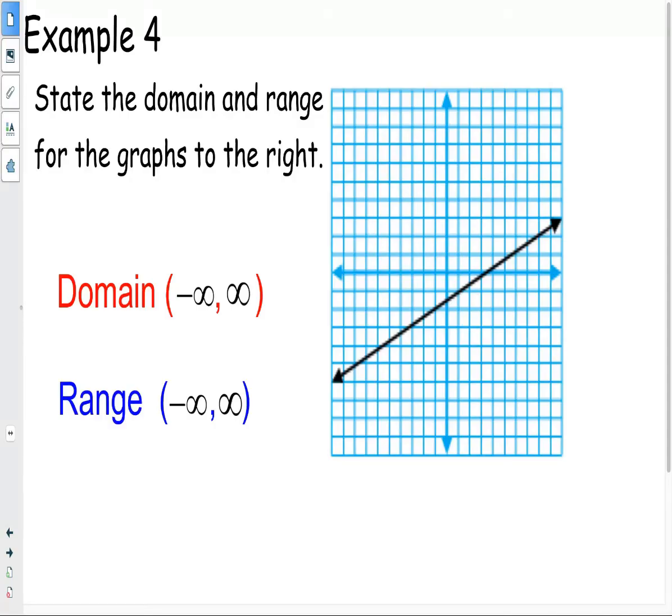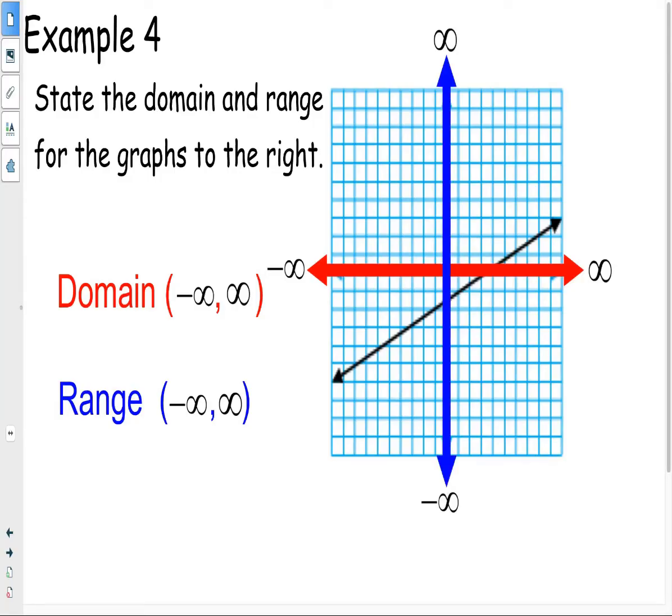Let's talk domain first. Domain, again, is going left to right. I know that all the way to the left, I have negative infinity. And if I look at the graph, I know that if it was to continue going, it would eventually approach negative infinity all the way to the left. There's no sign of stopping. Same thing with the opposite side of the graph. It's going to continue to go all the way, eventually approaching positive infinity to the right. So that's where I know that I don't have any stops. So I'm going to have negative infinity, positive infinity for my domain.